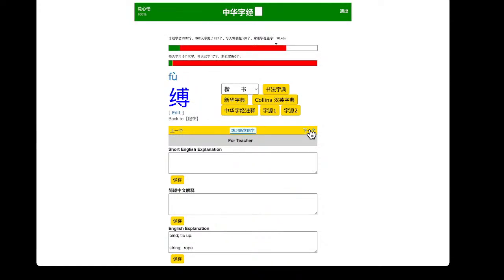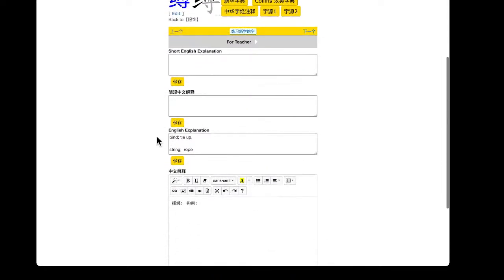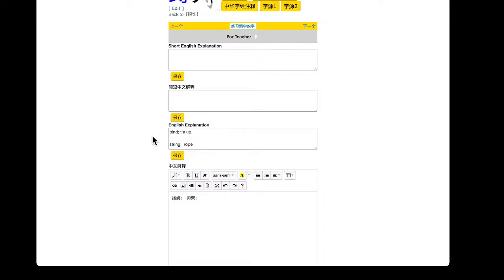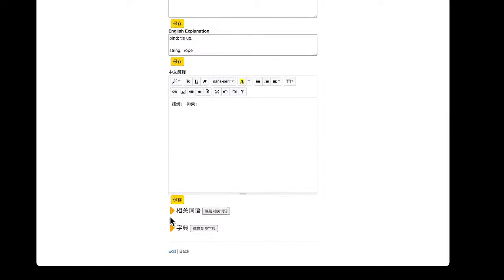Next one. 复. 复 means bind, tied up. Tie things together. It's called 复. Let's take a look at that character. On the right hand side is the character 复. 复 has the meaning of applying a string, a rope. That means you use the rope to tie things together. So this is called 复.